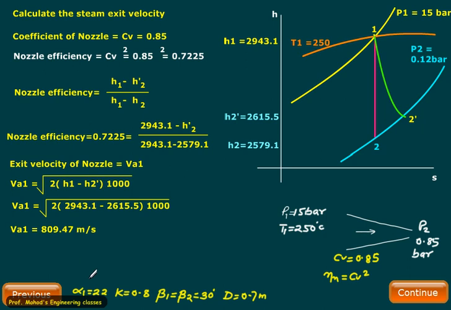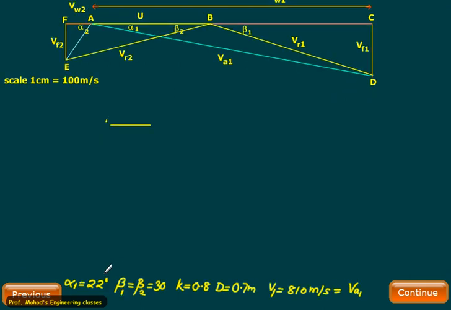So by this time we know alpha 1 equal to 22, K equals 0.8, beta 1 and beta 2 equal to 30, and D equals 0.7. So we are left with this data: alpha 1 equal to 22, beta 1 and beta 2 equal to 30, K equal to 0.8 and D equal to 0.7. We just computed V1 equal to 810 meters per second, and that equals V a1.